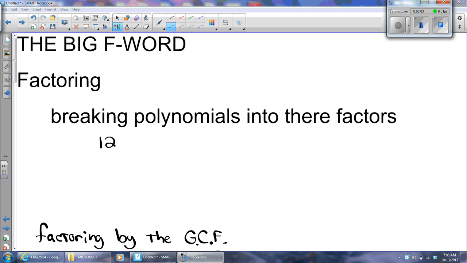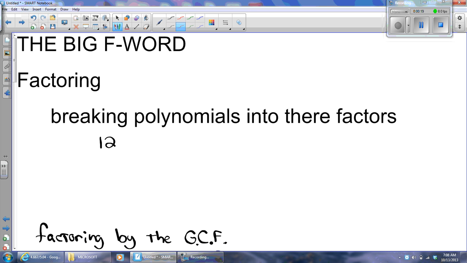Derby students, Mr. Lawrence here, and today we're going to learn about the big F word. Yesterday we learned the little f word. Hopefully you got really good at that. Today we're learning the big F word, and that is factoring. Factoring is just breaking numbers, or in our case breaking polynomials, into their factors.